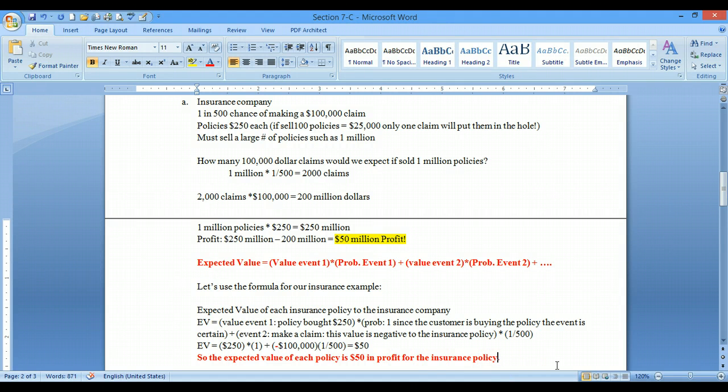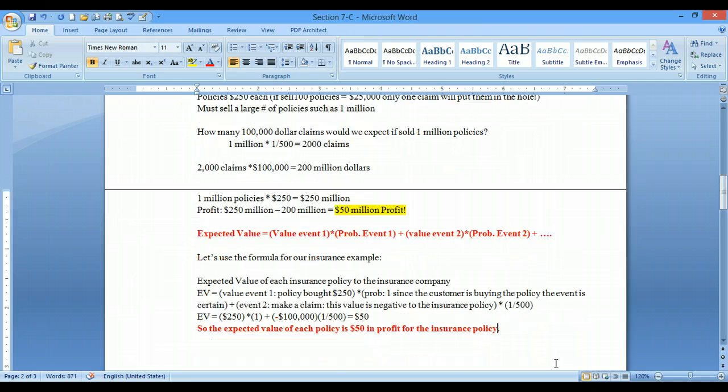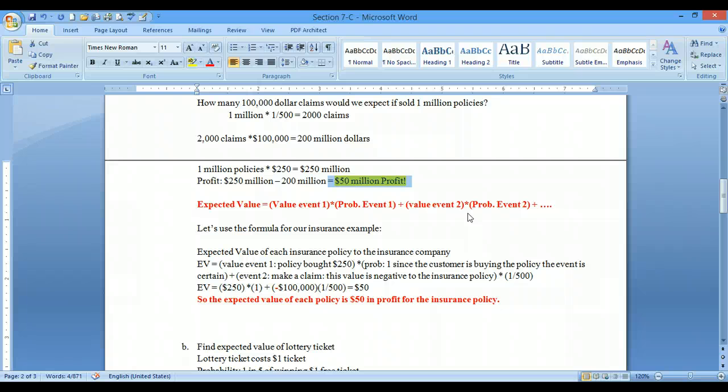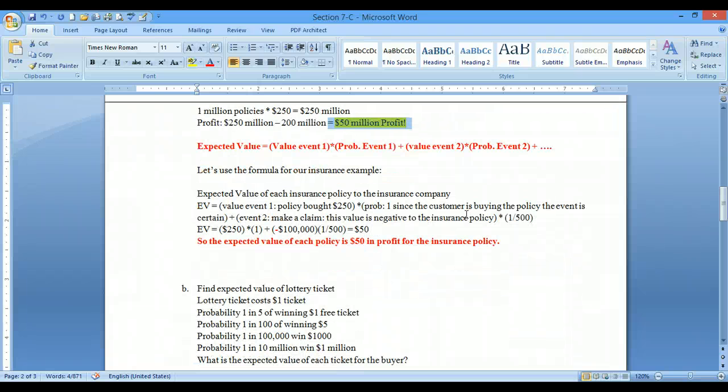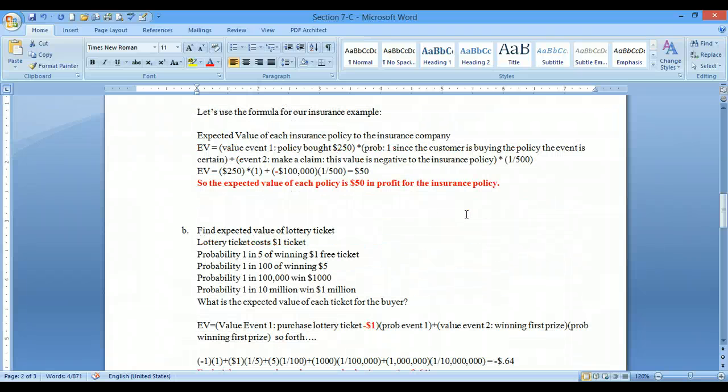The expected value of every single policy is $50 in profit for the insurance company for every single policy sold. But this is the law of large numbers. And that makes sense. If we had $50 for every policy sold and we sold 1 million, that ends up being the exact same thing as what we found earlier, a $50 million profit. The law of large numbers has to hit a large enough number for it to take effect.